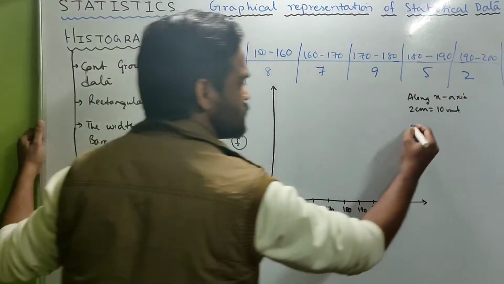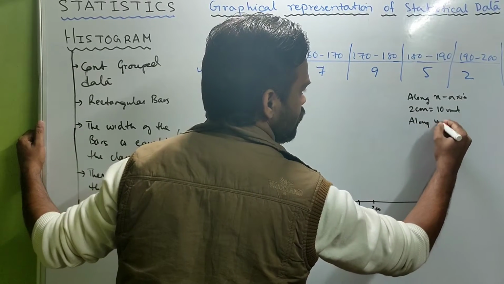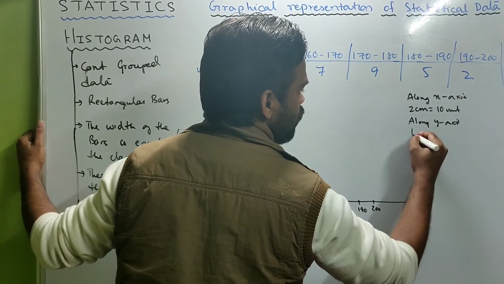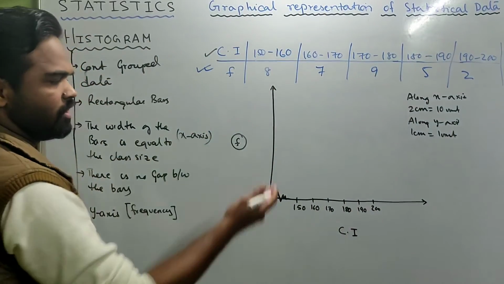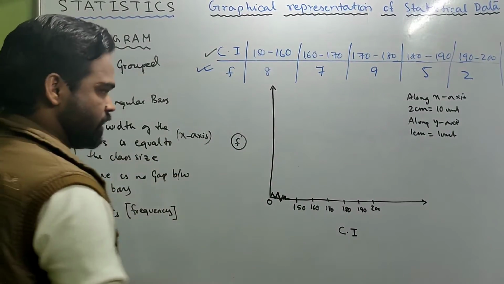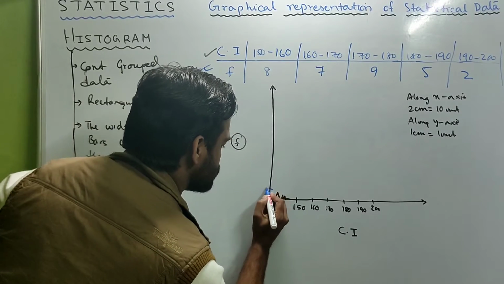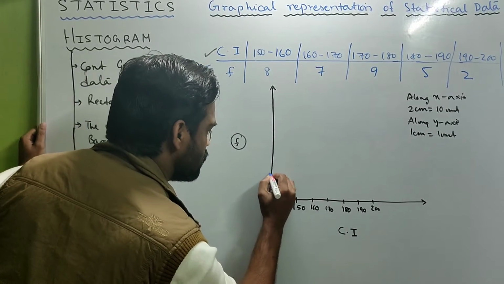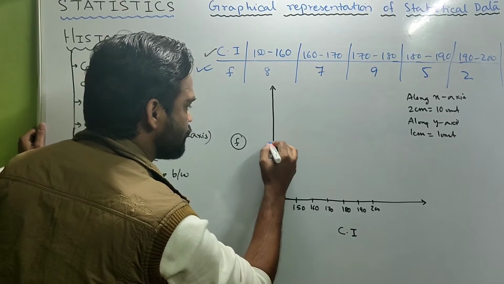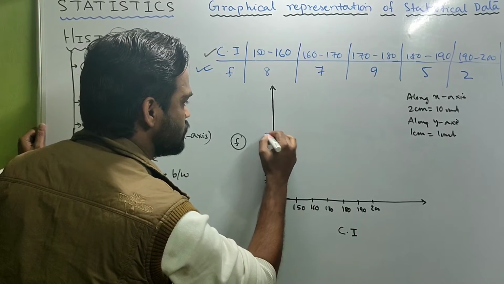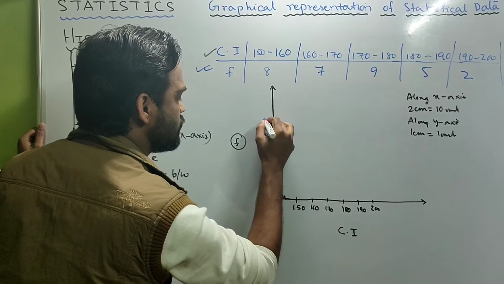Okay, and along the y-axis, what will I take? Along the y-axis I'll take 1 centimeter as 1 unit, because the highest frequency is 9. So I need 1, 2, 3, 4, 5, 6, 7, 8, 9, 10. Okay, so let us see. Suppose this is 1, 2, 3, 4, 5, 6, 7, 8, 9, 10.